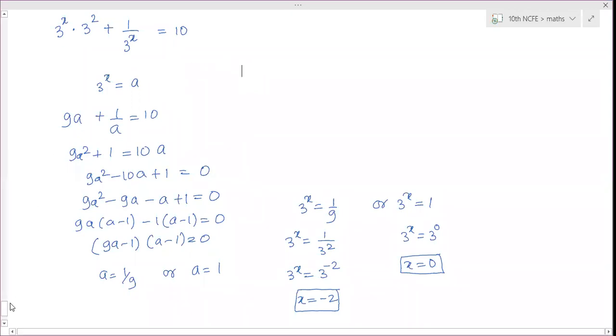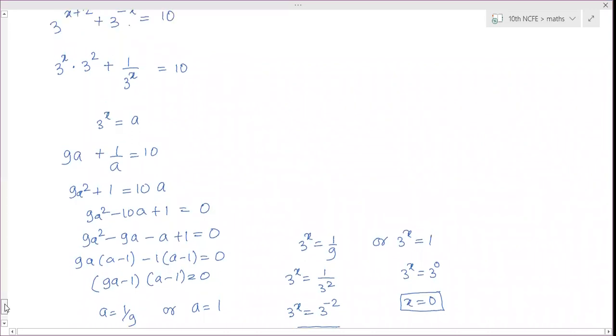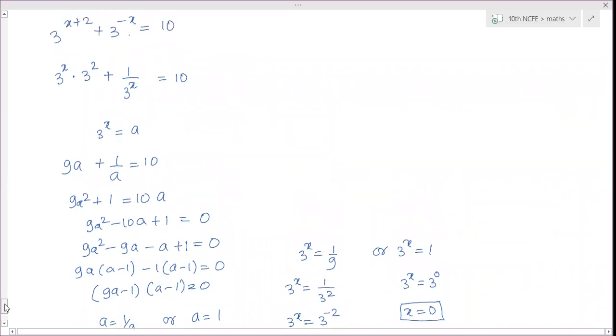I have one more doubt, the one in the worksheet. Find the value of x, where the equation is x by x minus 1 plus x minus 1 by x is equal to 4. Consider this fraction as a. Ma'am, I tried that, but I was not able to solve the equation.